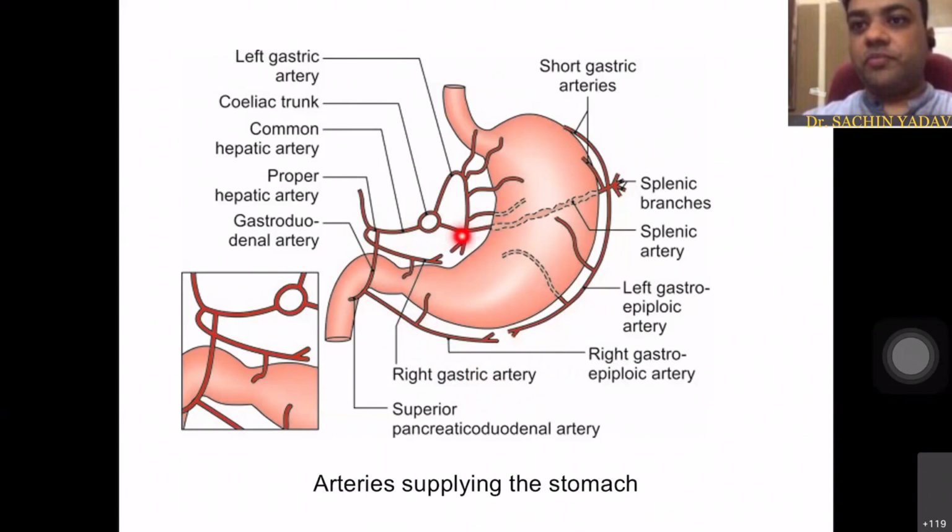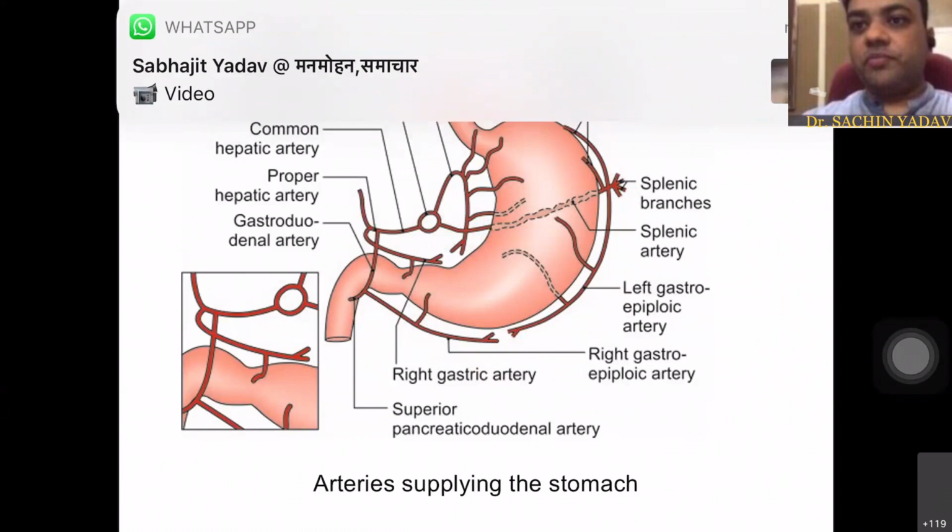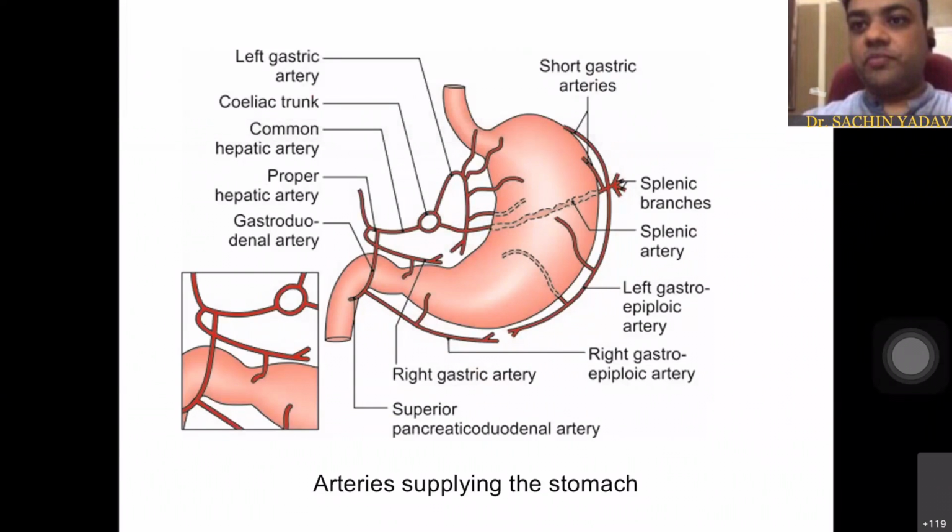The splenic artery here reaches posterior to the stomach, above the pancreas. It gives the pancreatic branches to the pancreas, and after reaching near this greater curvature, here will be the presence of the spleen, as we already saw. So it will give the splenic branches and the small gastric branches to the greater curvature of the stomach toward the fundus. And on the inferior side, it will give a large branch known as the left gastroepiploic artery.